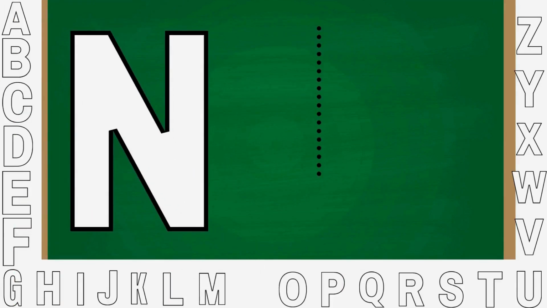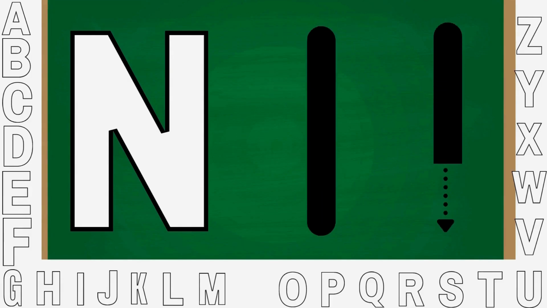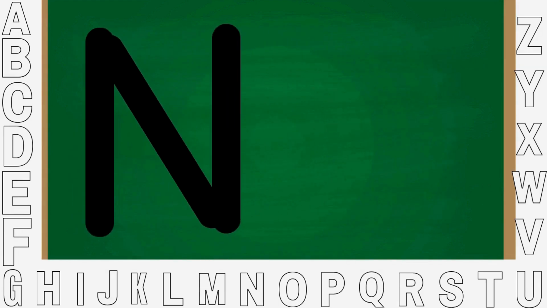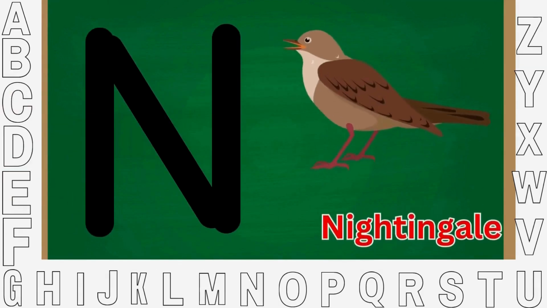N. Draw two vertical lines. Connect them with a diagonal line. N. N is for nightingale.